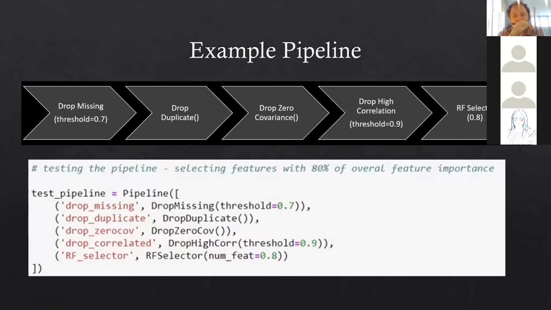And I also used a random forest selector. So this would select the features with 80% overall importance. This is a snippet of the functions being called.